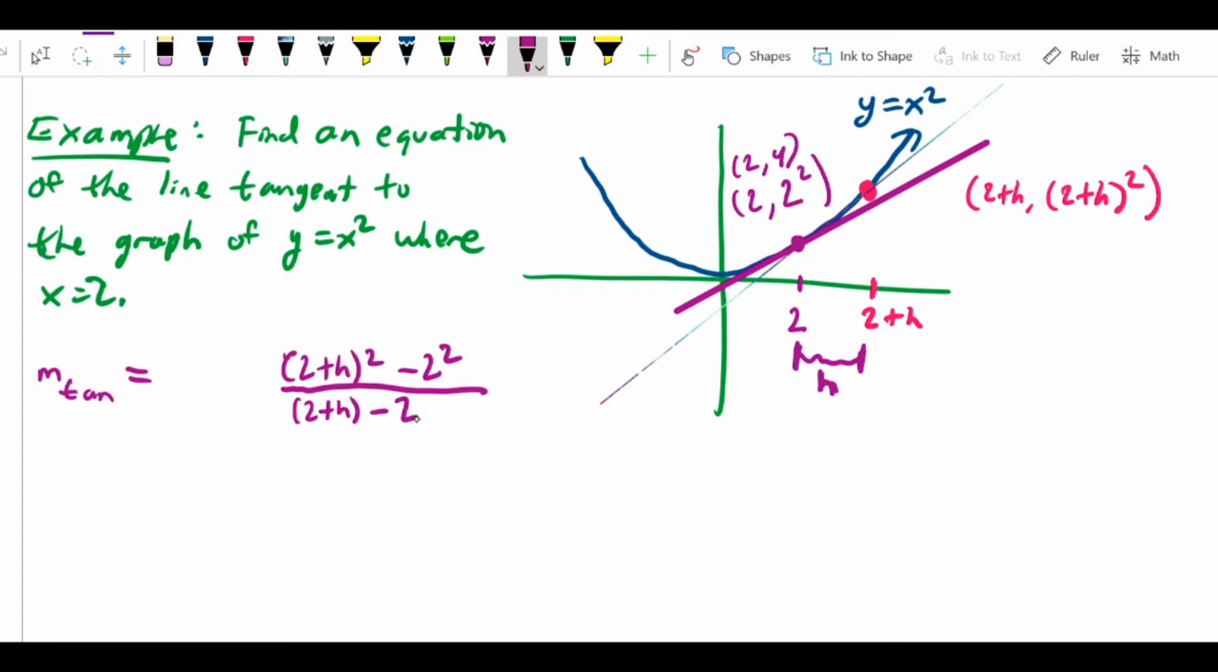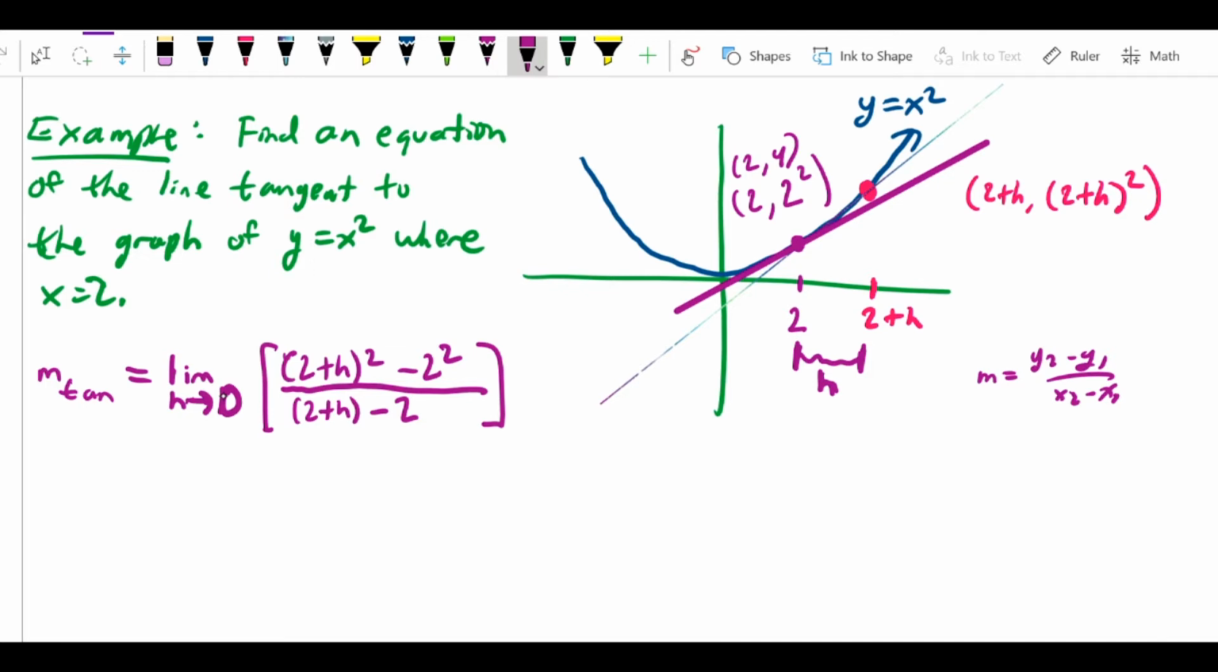So in other words, I'm subtracting. Recall that the slope formula is y2 minus y1 over x2 minus x1. That's what I'm doing here, just subtracting y values on the top, x values on the bottom. But what we want to do is find this as the distance between the two points drops to 0. So I'm going to take the limit of that expression as h approaches 0.